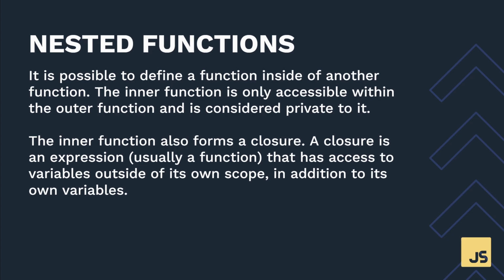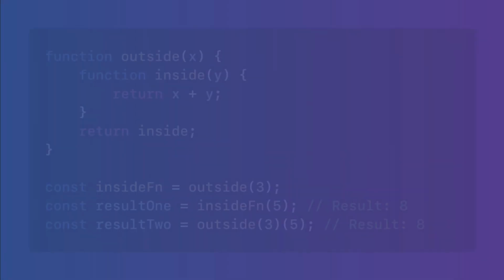In JavaScript, it is possible to define a function inside of another function. The inner function is only accessible within the outer function and is considered private to it. The inner function also forms a closure. A closure is an expression, usually a function, that has access to variables outside of its own scope, in addition to its own variables. Since a nested function is a closure, it can access the variables and arguments of the outer function. In other words, the inner function has access to the scope of the outer function. Alright, let's take a look at an example of a nested function.